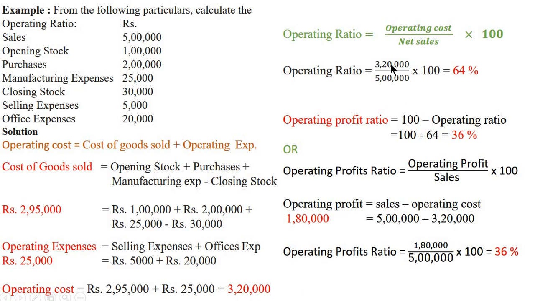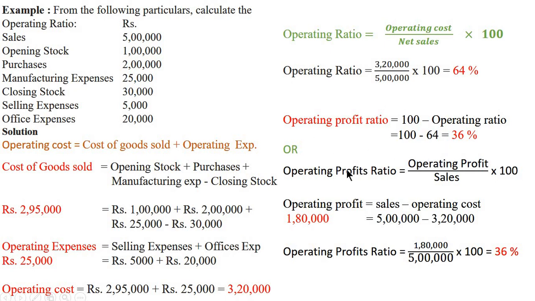Operating cost 3,20,000 is divided by the net sales, as it is given in the problem, 5 lakh rupees, and multiplied with 100, the answer is 64%. It means for every 100 rupees of sales, 64% involves operating cost of the firm. When operating cost ratio is calculated, it becomes very easy to calculate operating profit ratio. 100 is taken and minus operating ratio 64%. The answer is 36%. This 36% represents the firm's operating profit ratio.